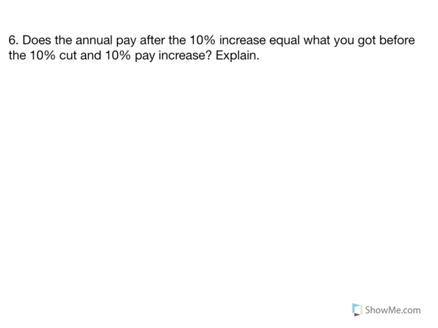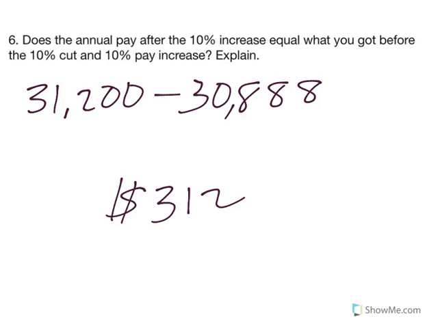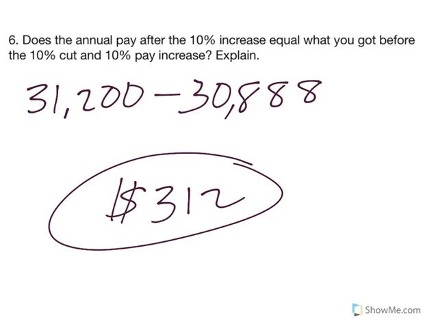Well, moving on to this, do they equal? No, because I was making $31,200 before they took away the 10%, and then they took it away and gave it back, and now I'm making $30,888, right? That's a difference of $312 a year. And if you're there for 30 years, we're talking $9,000. And that can be significant.